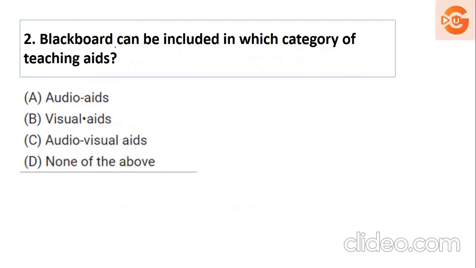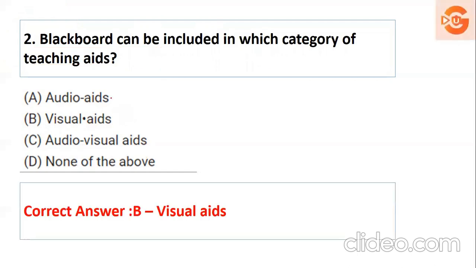Next question: Blackboard can be included in which category of teaching aids? So Blackboard is one of the teaching aids. There are the following categories given. So where can you bifurcate Blackboard? The first is audio aids, that is just about listening. Visual aids, which is about seeing. Audio visual, which goes parallelly, that is audio as well as visual, and none of the above. But when we talk about Blackboard, Blackboard comes under visual aid. So the answer for this question is option number B, that is visual aids.